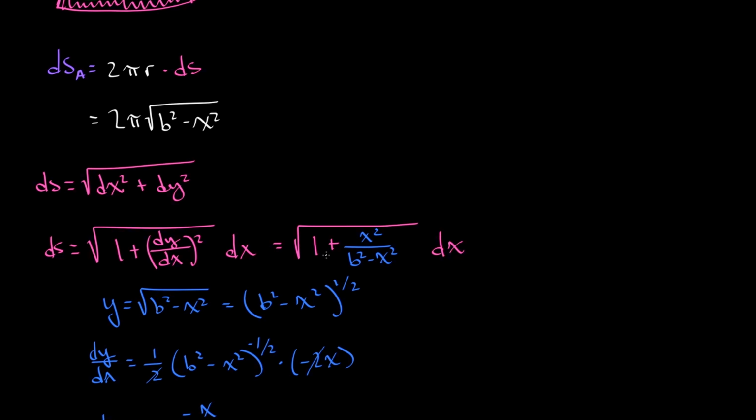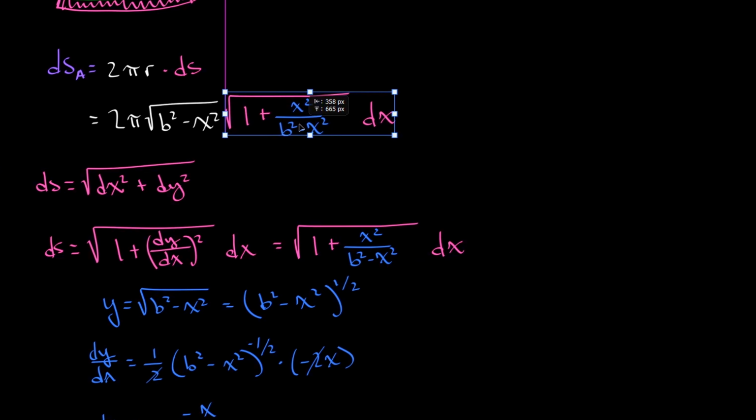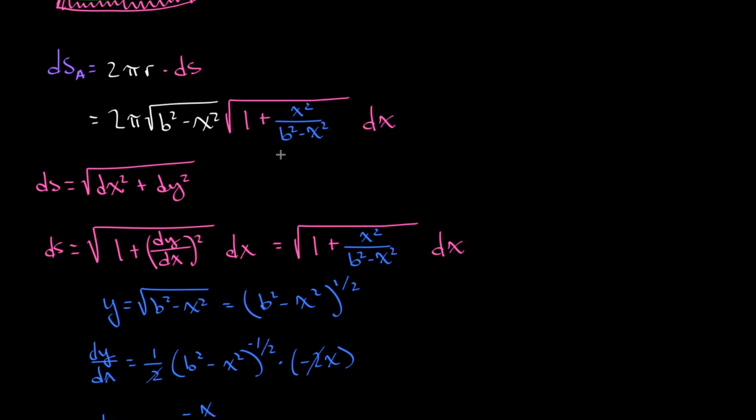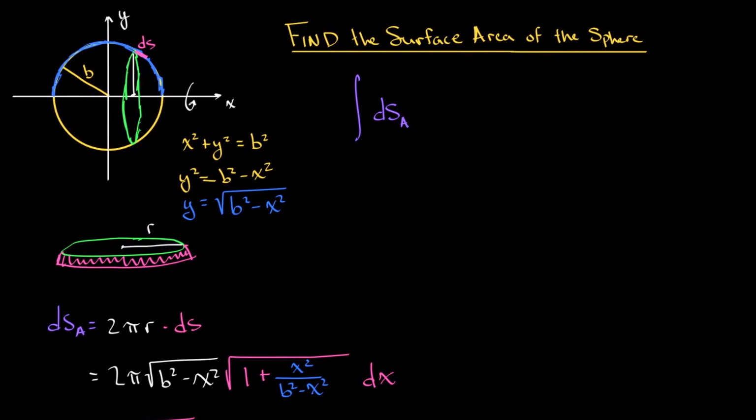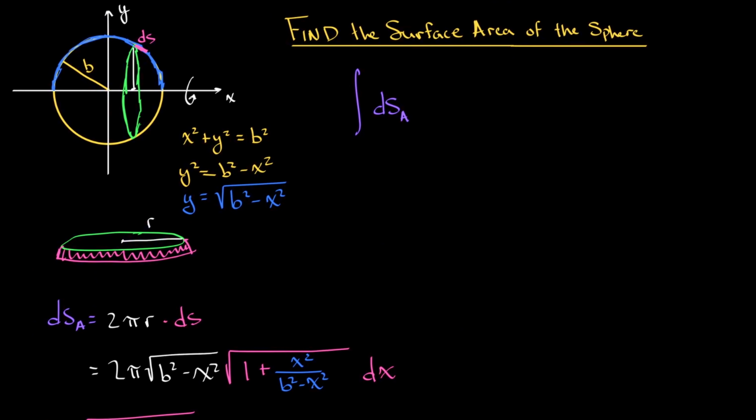And now let me copy paste this guy right there. Okay. This guy comes right up here. And we just found what these little pieces of surface area are. And now we said all we need to do is throw this into an integral, get some limits of integration on that guy, and solve it. And then we'll be done.